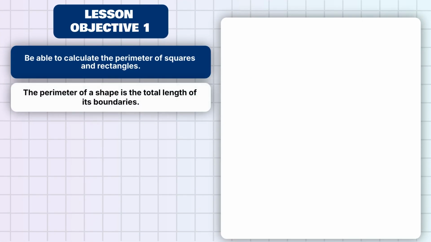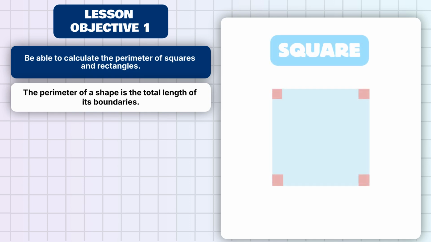The perimeter of a shape is the total length of its boundaries. Think of it as measuring the length of a path that goes all the way around the shape. To calculate the perimeter, we sum up the lengths of all the sides. Let's start with the perimeter of a square.